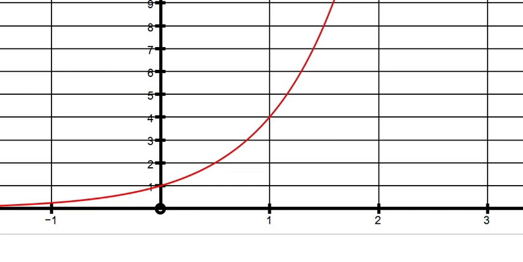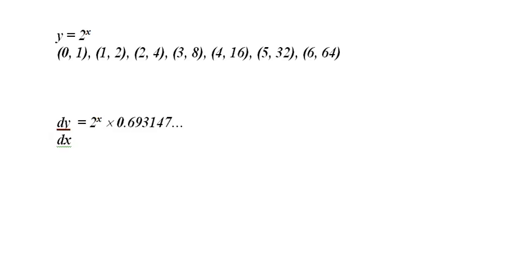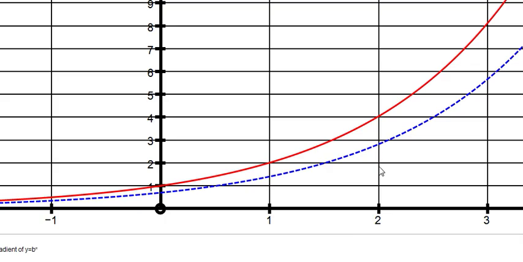Now let's consider the gradients of these graphs. If I were to differentiate y equals 2 to the power x from first principles, I would get dy over dx equals 2 to the x times this irrational number, which means that the gradient graph is also an exponential graph times a number which is in this case less than 1. The red graph is y equals 2 to the x, and the blue graph is its gradient.